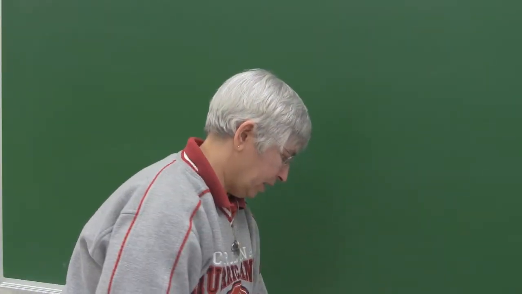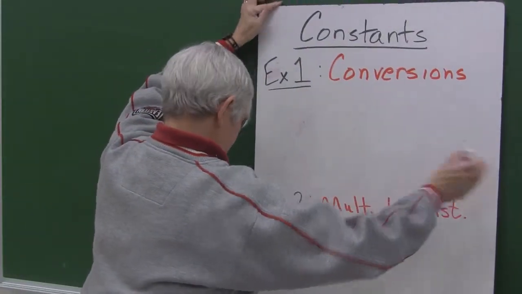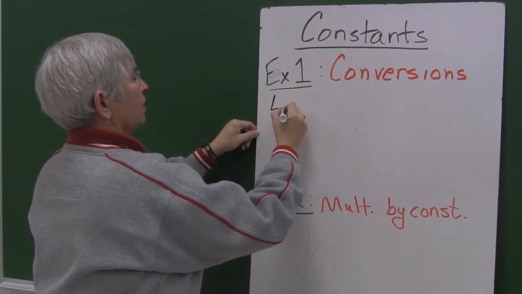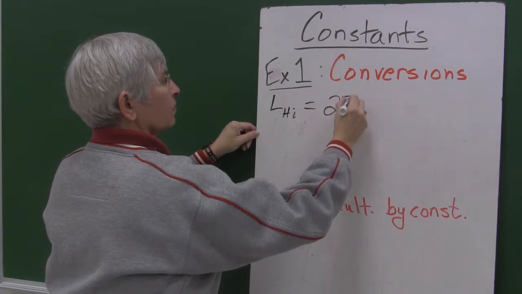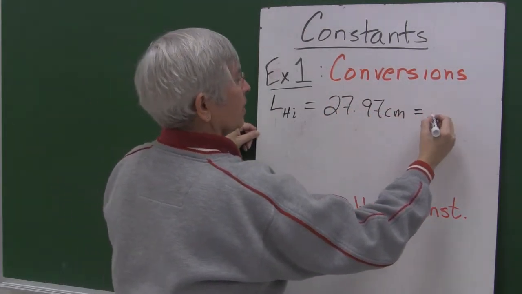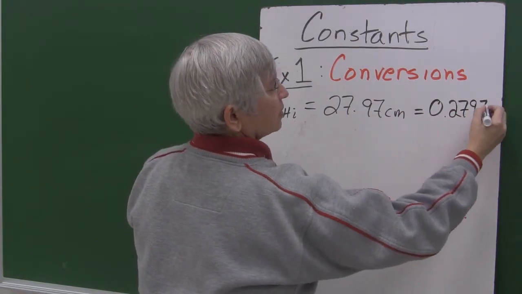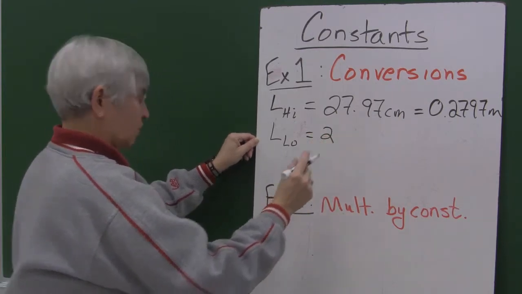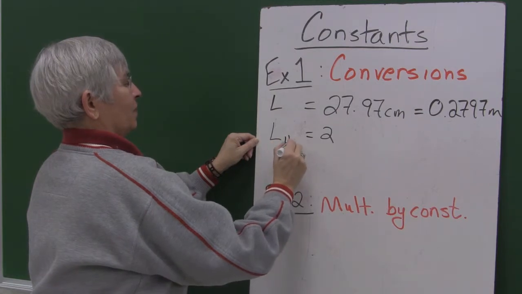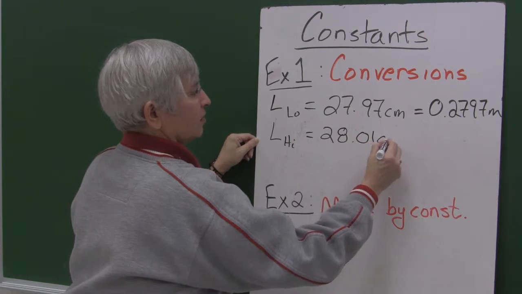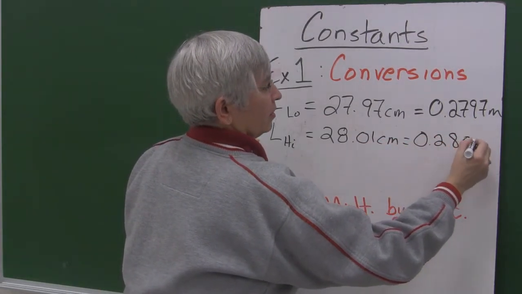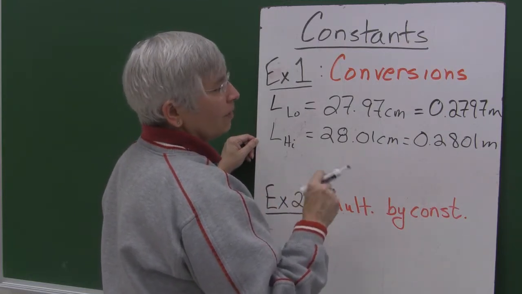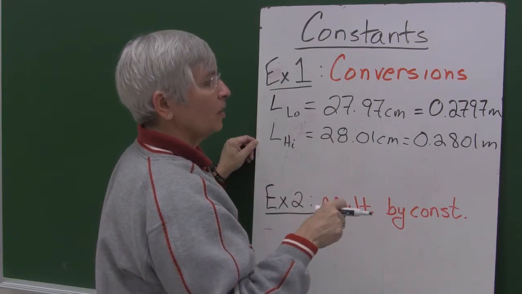So the one math that happens quite frequently is looking at conversions. And so we have our length, and it's in centimeters, but we know that a lot of times we need our length in meters. So our low length would be 27.97 centimeters, which is the same thing as 0.2797 meters. And our high value, I got these backwards, would be 28.01 centimeters. After conversion, 0.2801 meters. And so I have gone above the length measurement by 0.0002 meters, and I've gone below it by 0.0002 meters.